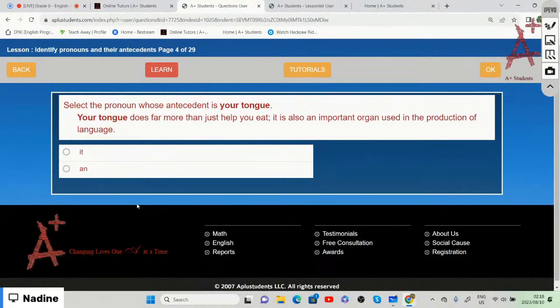Your tongue does far more than just help you eat. It is also an important organ used in the production of your language. So, your tongue. We need to select either it or an.